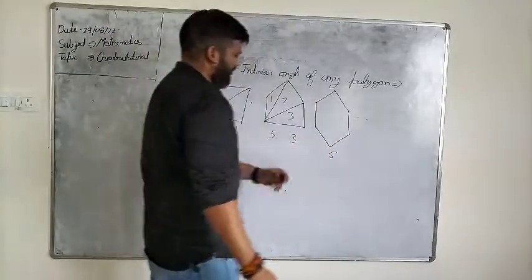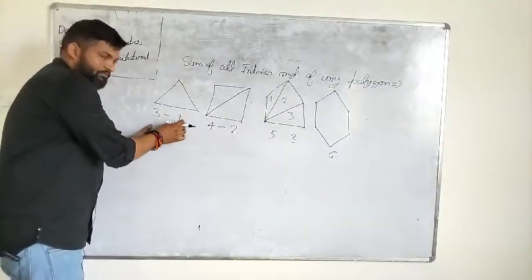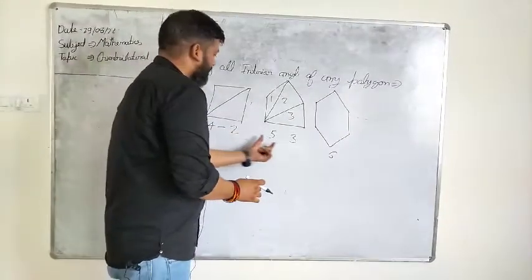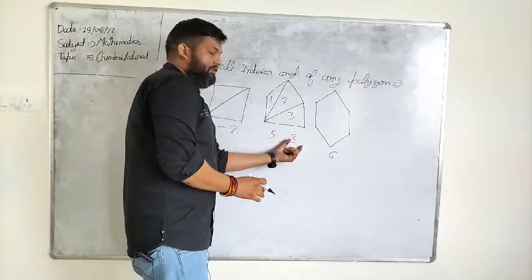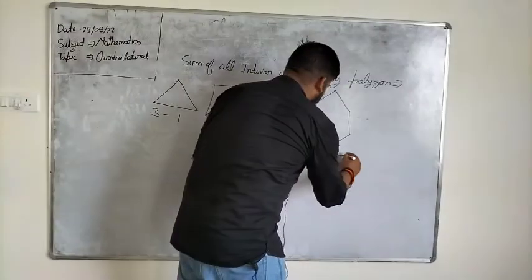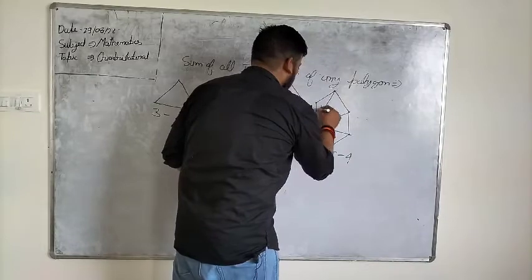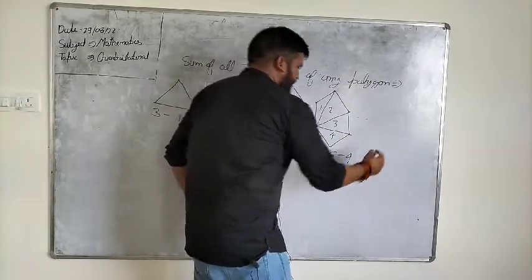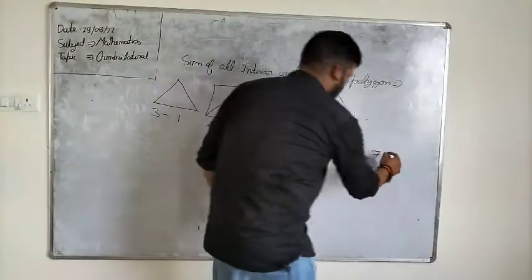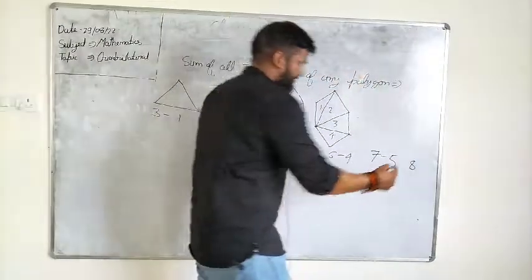Now we can say there is a format. When the number of sides is 3, the number of triangles is 1. When the number of sides is 4, the number of triangles is 2. When the number of sides is 5, the number of triangles is 3. When the number of sides is 6, the number of triangles is 4. So when the number of sides is 7, how many triangles will be there? 5. When the number of sides is 8, 6, same as.